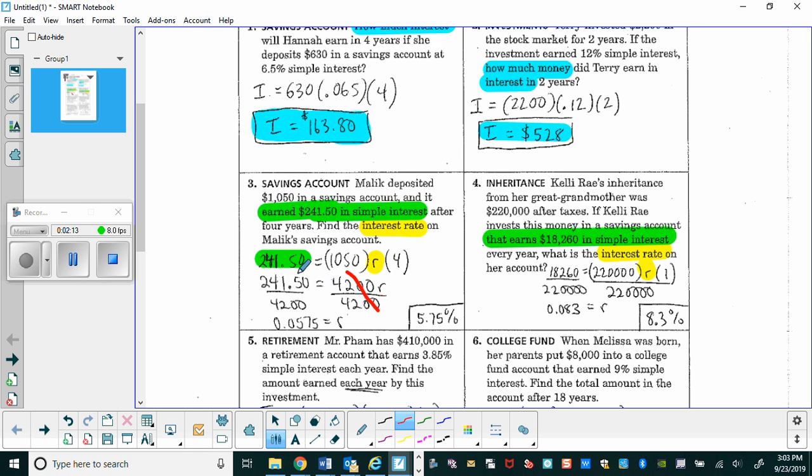And you guys aren't really used to taking a smaller number and dividing it by a bigger number, which I think is what's tripping some of you guys up. But when you divide this in the calculator, we get 0.0575. And the decimal moves over twice, and we get 5.75% in interest.